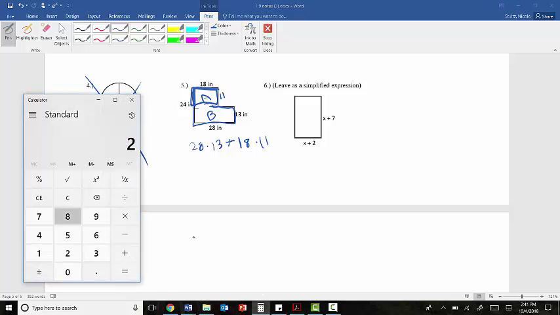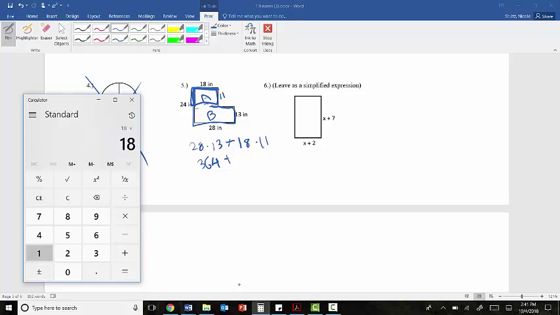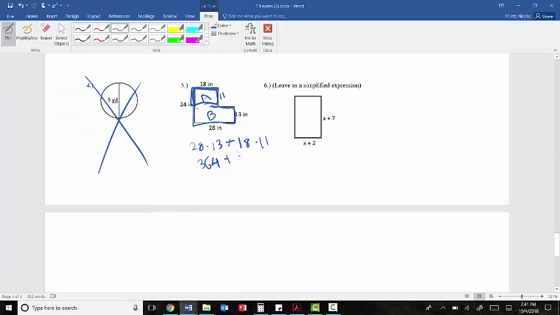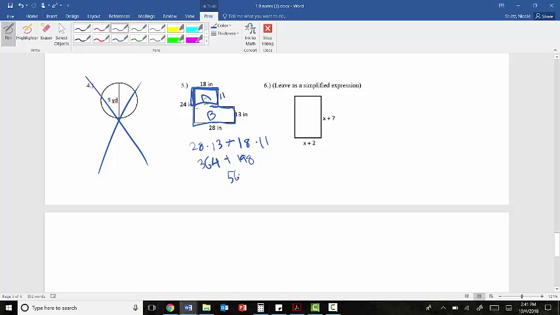So if we do 28 times 13, we get 364. 18 times 11 is 198. 198 plus 364 gets you 562. And that's square inches. Okay, so that's the area.